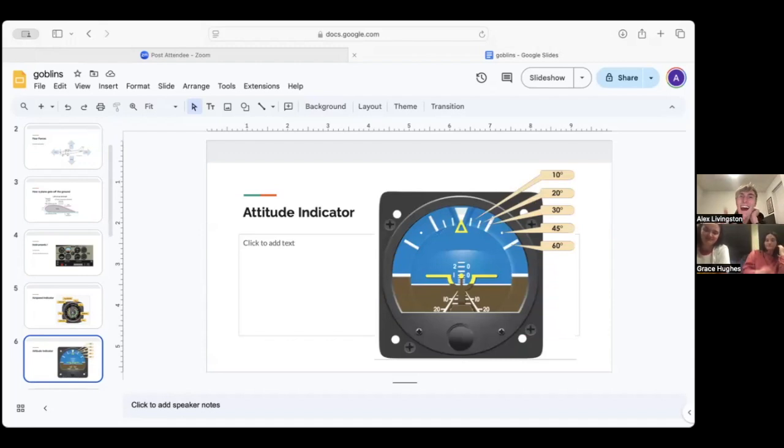So next is the attitude indicator. Hey, attitude. Walk off. Exactly. Is it actually called that? Or is it called altitude? No, it is the attitude indicator. Oh my God. Attitude. Walk off. I would laugh so hard that I'd crash the plane.